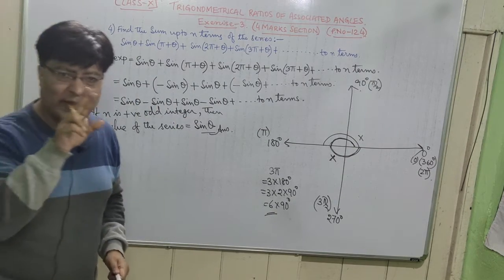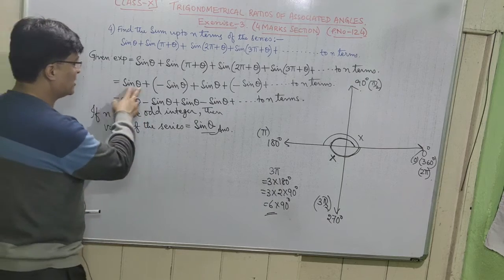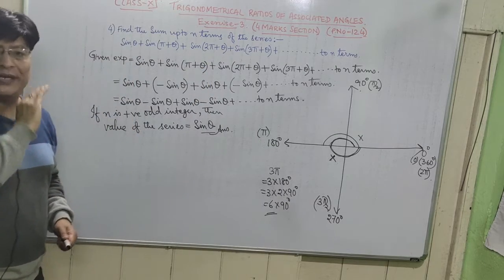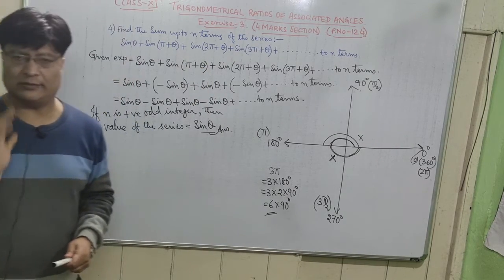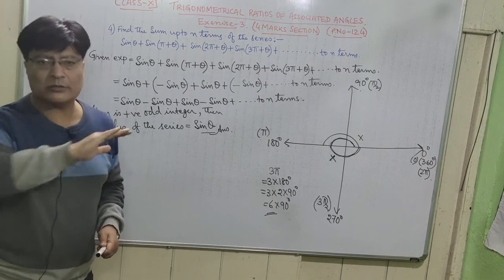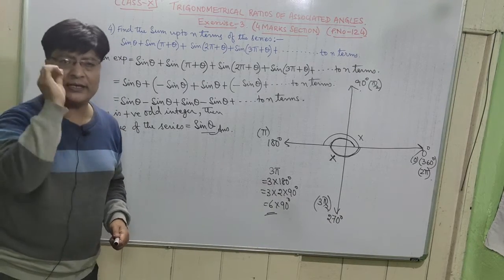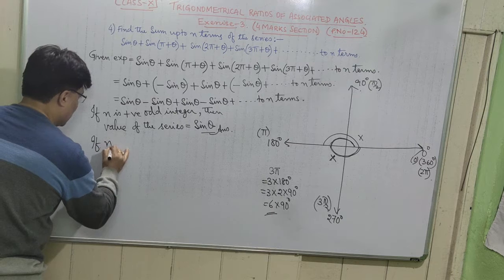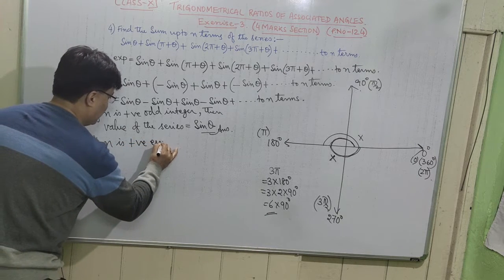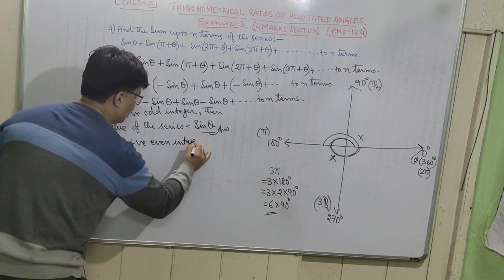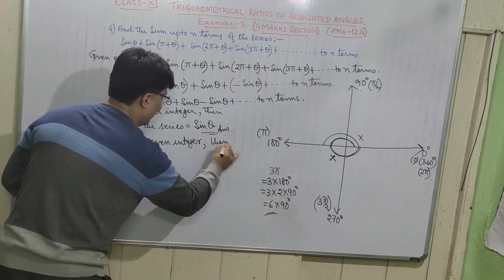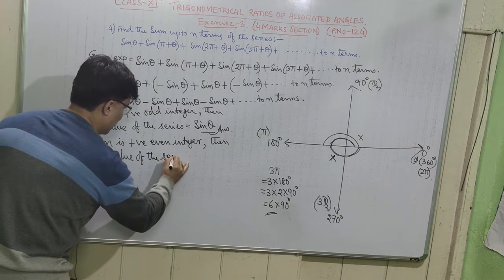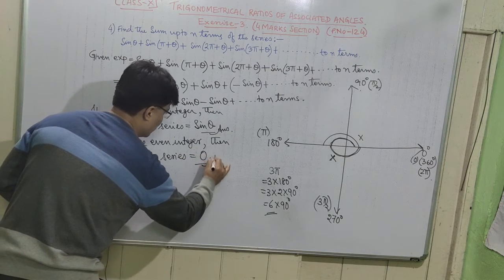You will get 0. If n is equal to 6, suppose there are 6 terms: sine theta minus sine theta plus sine theta minus sine theta, again plus sine theta minus sine theta. So in that case also all the 6 terms will be cancelled. Similarly, if n is equal to 10, all the terms will be cancelled, you will get 0. If n is equal to 100, all the terms will be cancelled, you will get 0. So if n is a positive even integer, then the value of the series will be equal to 0.